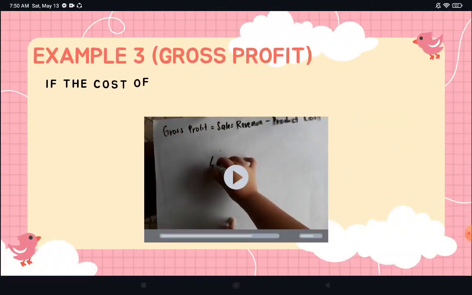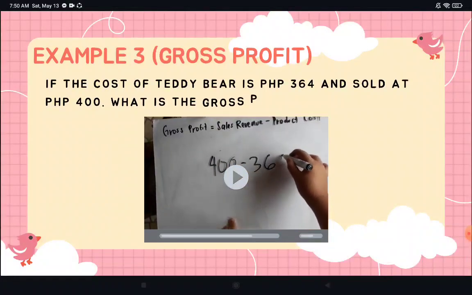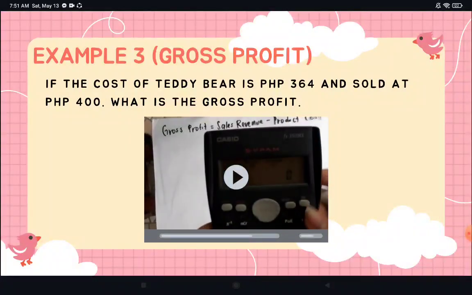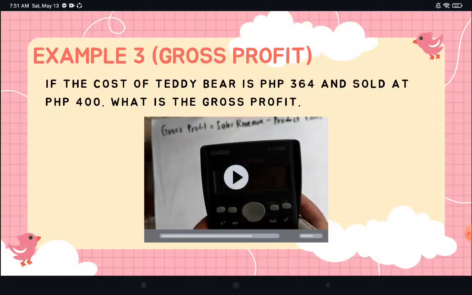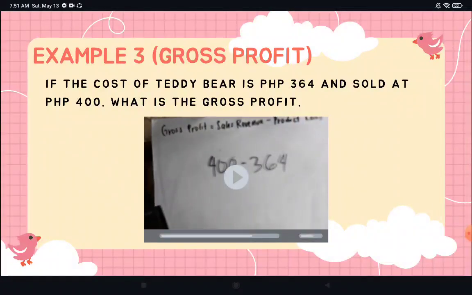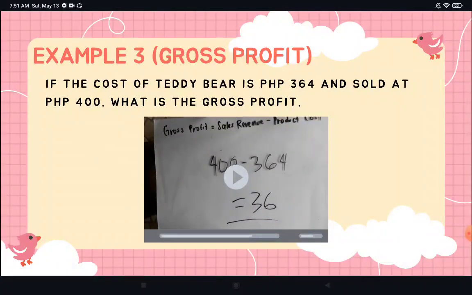These are the examples. If the cost of a teddy bear is 364 pesos and sold at 400 pesos, what is the gross profit? So, we just subtract the sales revenue minus product cost. So, we got 36. The gross profit of the teddy bear is 36.